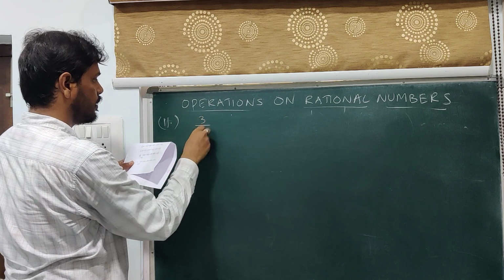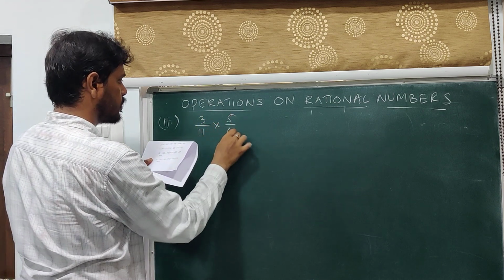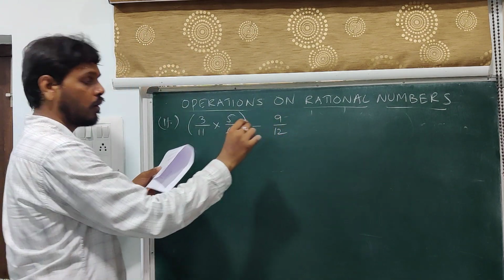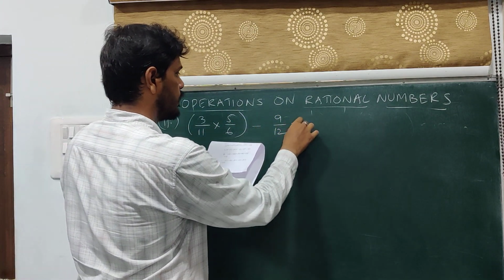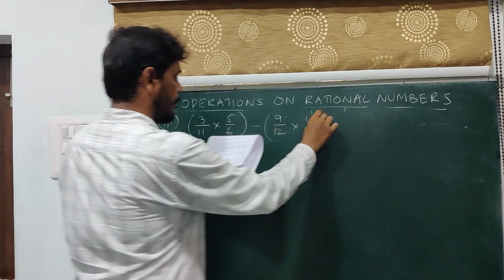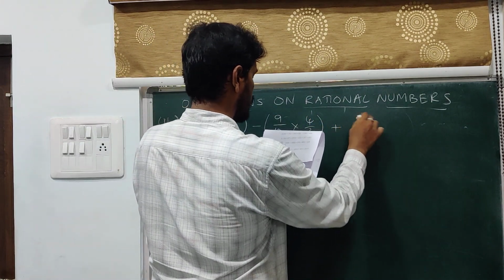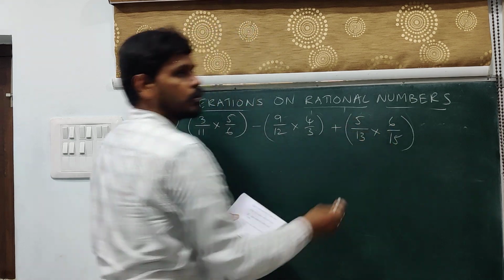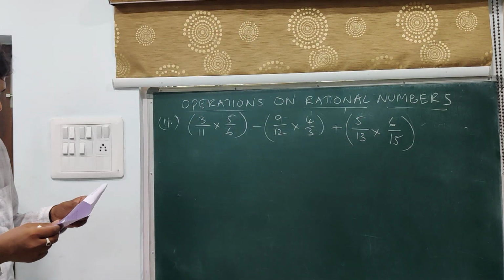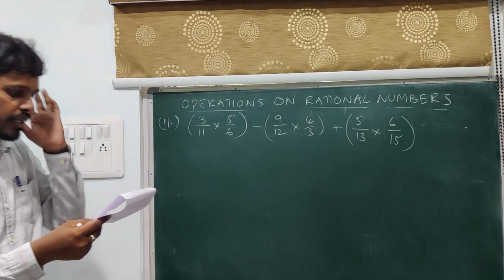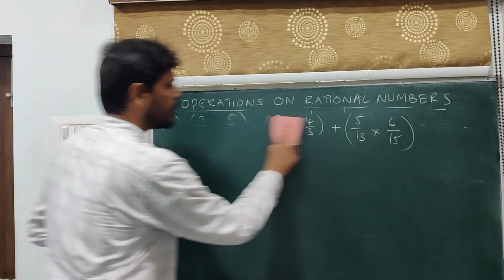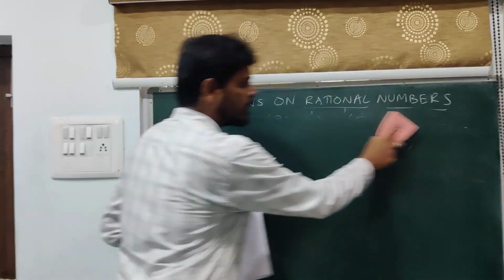So this is 3 by 11 into 5 by 6 minus 9 by 12 into 4 by 3 plus 5 by 13 into 6 by 15. Well, even this problem is rather easy. Take this problem as homework. The 11th one is your homework. Similar case. So I'll be going with the 12th one, and with that we'll end up for the day.